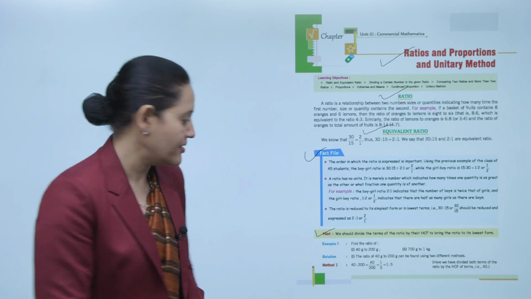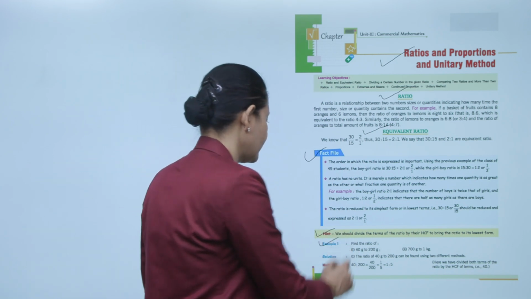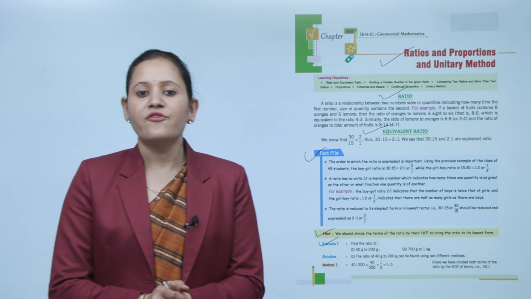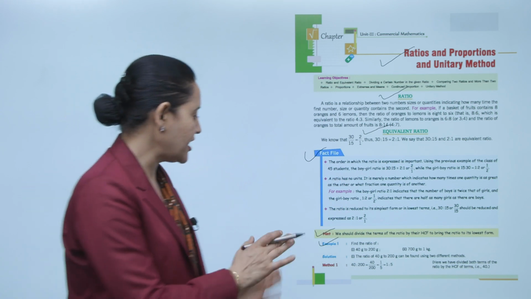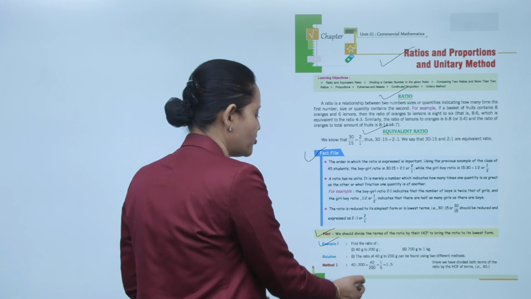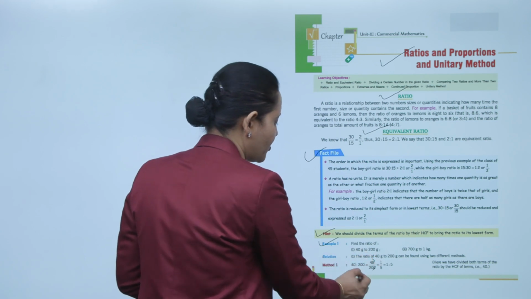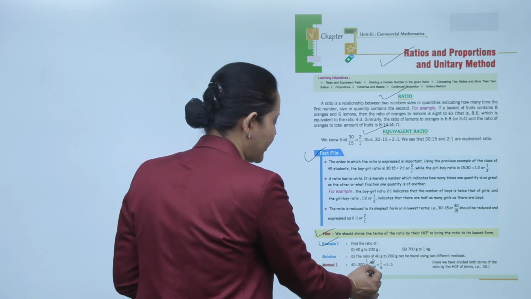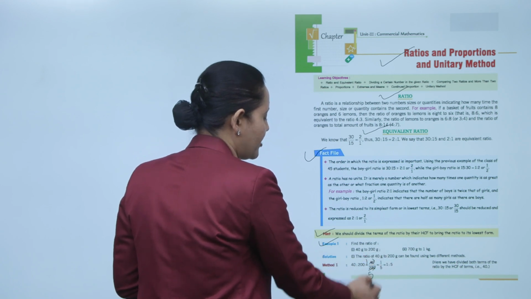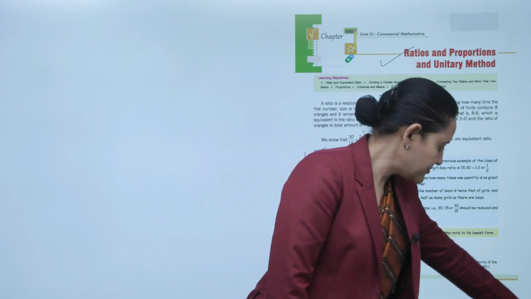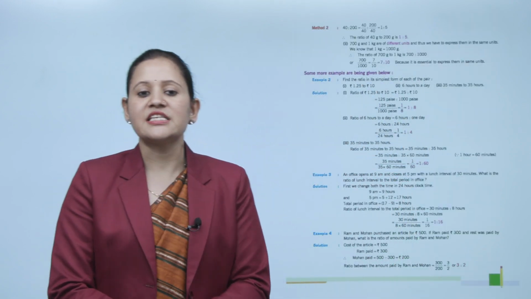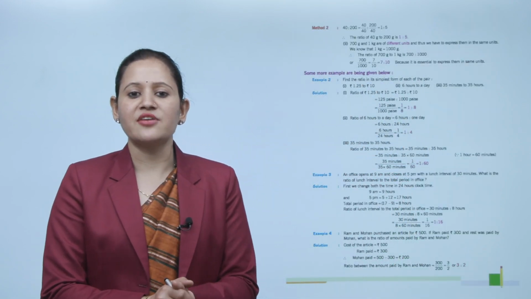Now I'll take an example. Find the ratio of 40 gram to 200 gram. So 40 gram to 200 gram, that is 40 upon 200. The 0 cancels with 0, 4 ones are 4, 4 fives are 20. So 1 upon 5, or 1 ratio 5. Next, some more examples are given below.